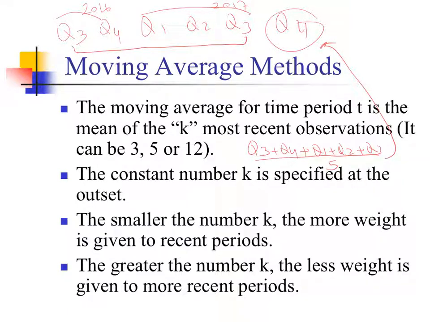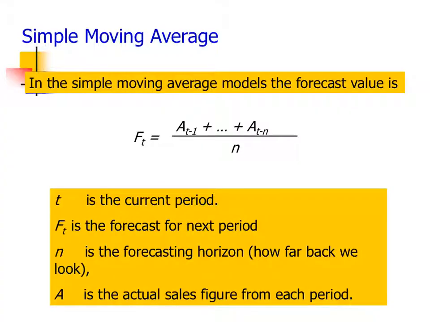The constant number k is specified at the outset. As I said, you are going to make a decision on which k to use. The smaller the number k, the more weight is given to recent periods, and the greater the number k, the less weight is given to more recent periods. In the simple moving average model, the forecast value F_t, in our case it might be quarter 4, is going to be the sum of the most recent periods divided by the number of periods.